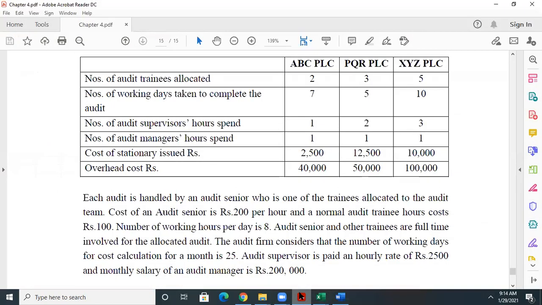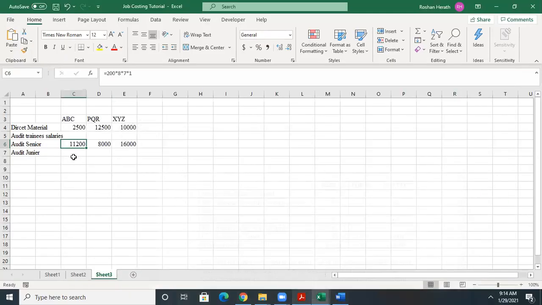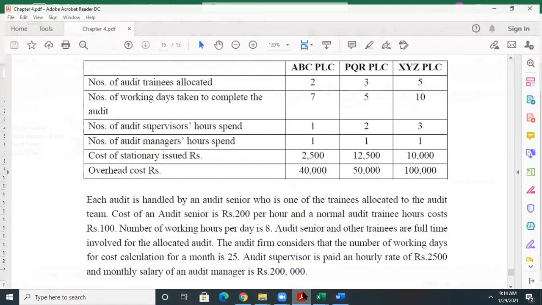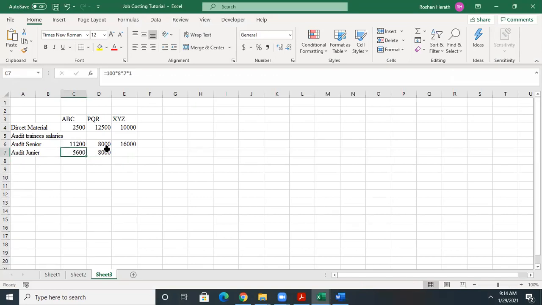Then the junior. So when it comes to junior, in the first one, 1 junior would be involved. The junior's rate is going to be 100, 8 hours, 7 days, and only 1. For the second task, how many juniors are there? 3 members are there, 2 juniors. So again, 100, 8 hours, and how many days? 5 days. Then this time it's going to be 2 juniors. Right.